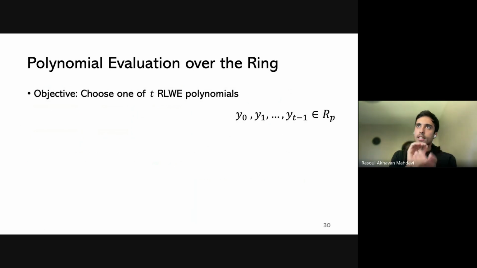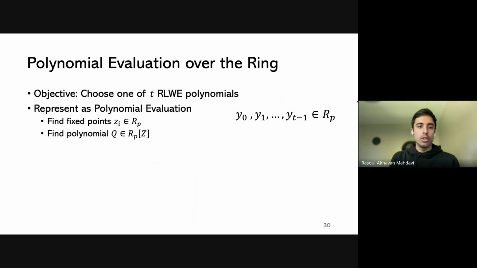So to again summarize the objective here, we have T RLWE polynomials, y0 to y_{T-1}, and we want to choose homomorphically between one of these T polynomials. And we do this by representing this objective as a polynomial evaluation. So just meaning that we need to find some fixed points z_i such that at the point z_i, if you evaluate the polynomial, you will get the point y_i. Just to clarify, here we're working with the points being in the ring. So this polynomial q that we're evaluating is like a multivariate polynomial.